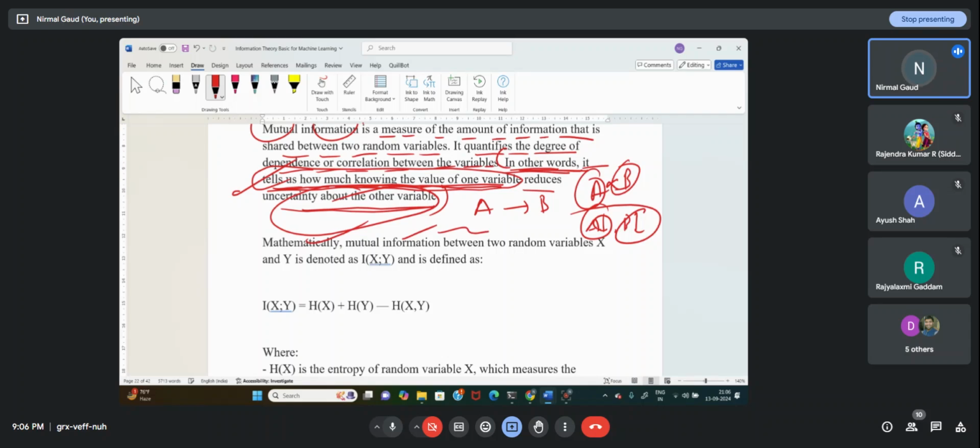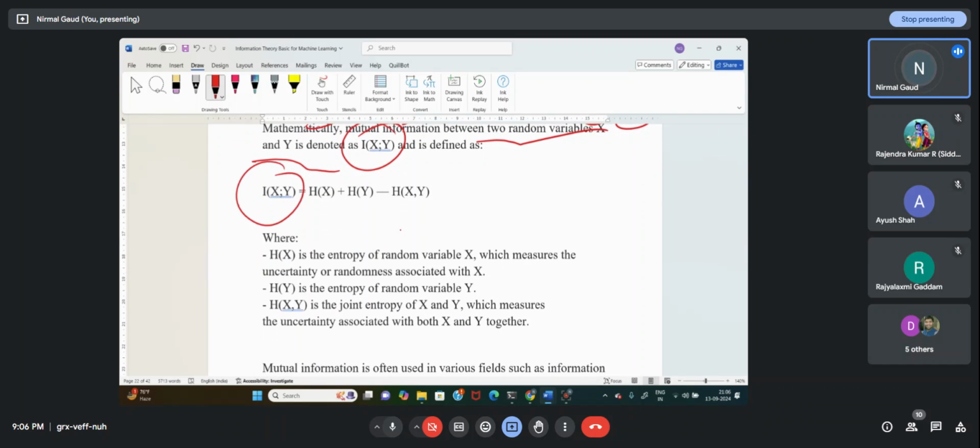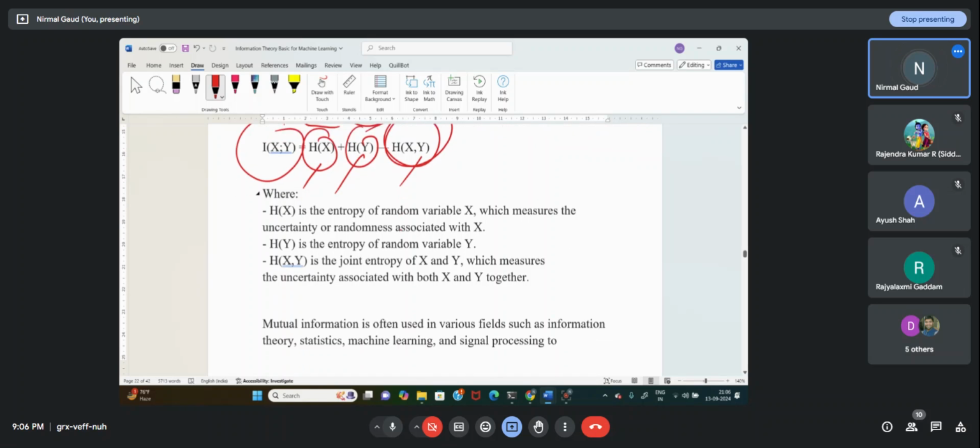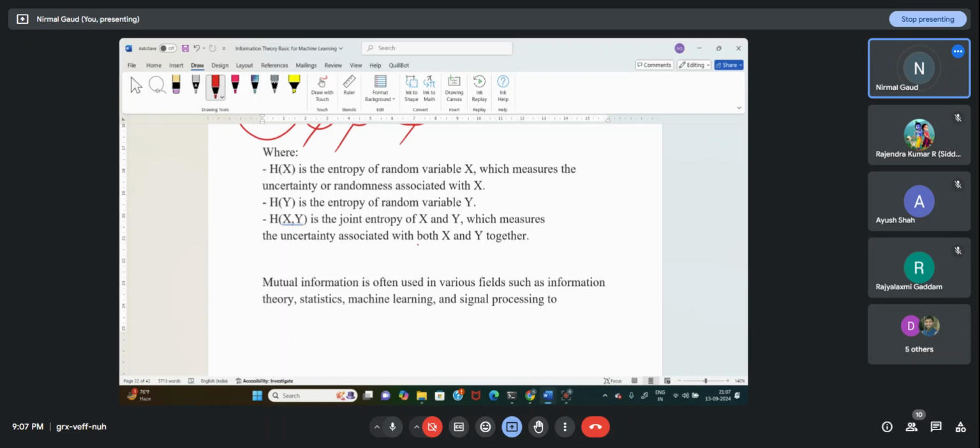Okay, so mathematically, mutual information between two random variables X and Y is denoted by I(X, Y). That is defined as I(X, Y) = H(X) + H(Y) - H(X, Y). You very well know this is the entropy of X, this is the entropy of Y, and this is the joint entropy of X and Y, that means the entropy of the overall system. This is your information gain. Here H(X) is the entropy of X, H(Y) is the entropy of Y, and H(X, Y) is the joint entropy.